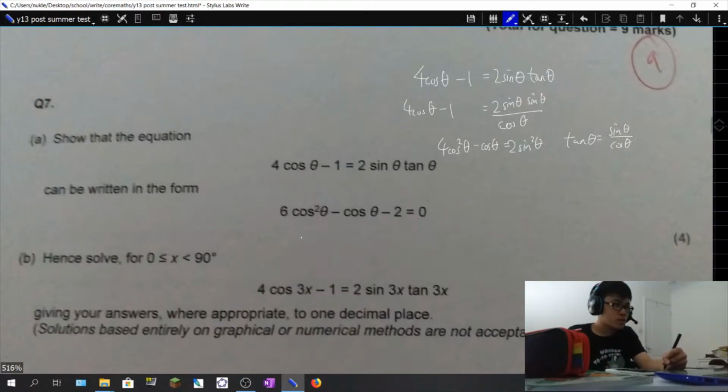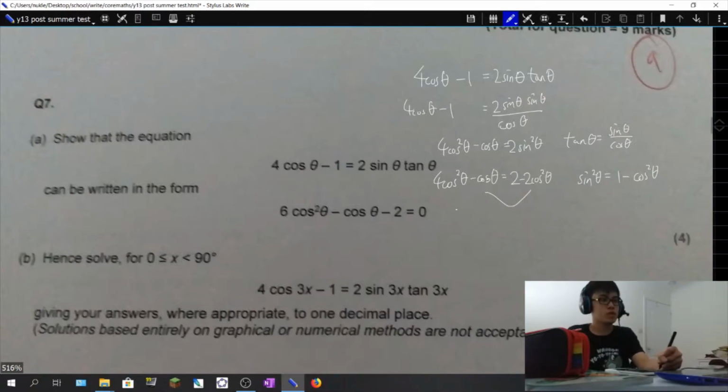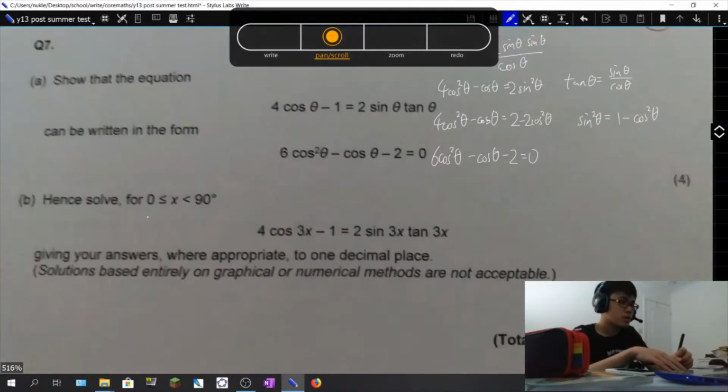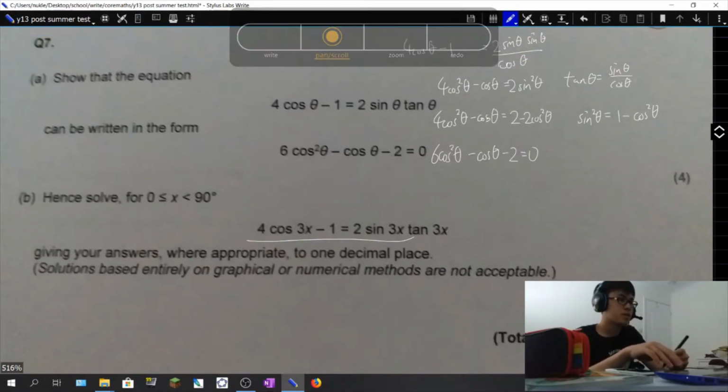At once it looks like they're all in cosines, so we're going to get rid of the sine by using sine squared is equal to 1 minus cosine squared. So 4 cosine squared minus cosine is going to be 2 minus 2 cosine squared. Move that to the other side. You're going to get 6 cosine squared minus cosine, then move that 2, you get negative 2 is equal to 0. Boom. There you go.